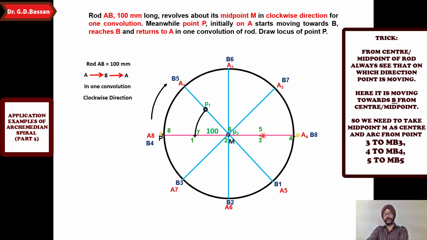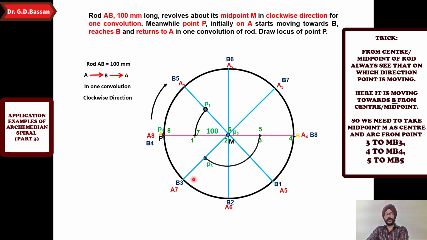Remember, the procedure is the same. From the midpoint, check on which side the point is moving. It is moving towards the B side and the third point is here, so we have to take the point on the B3 side. From the third, taking center at M, draw an arc which intersects MB3 at point P3. I think you can understand how it is to be drawn. Now where is the P4 point? P4 will be the end point here.